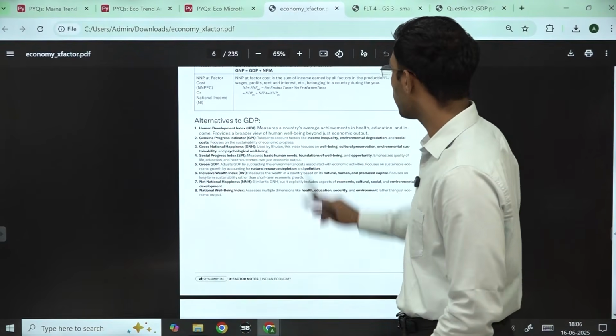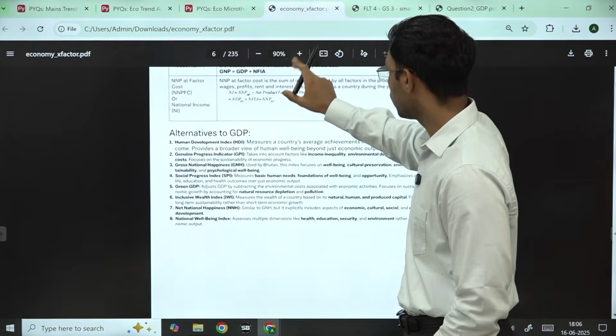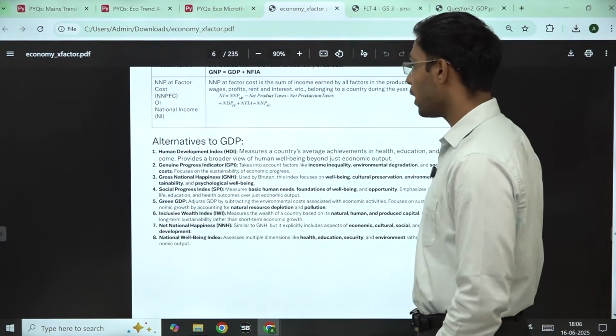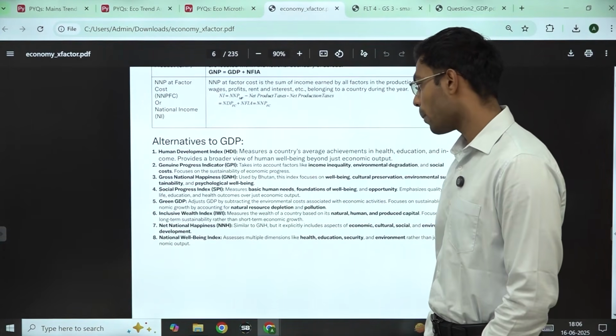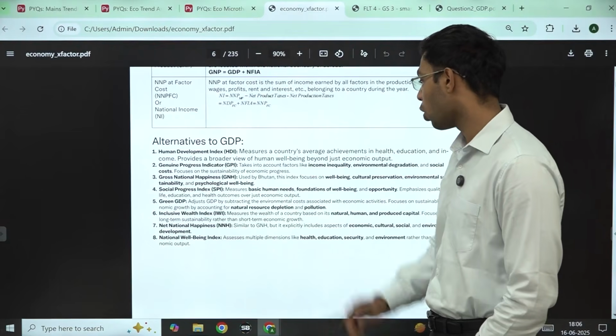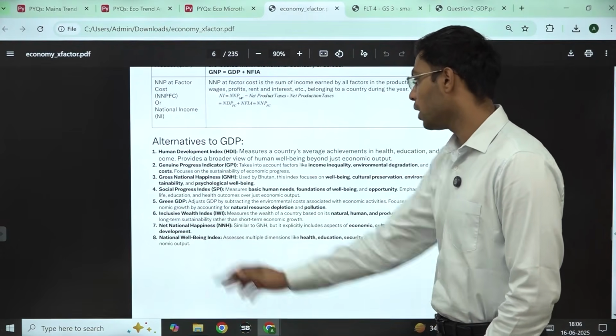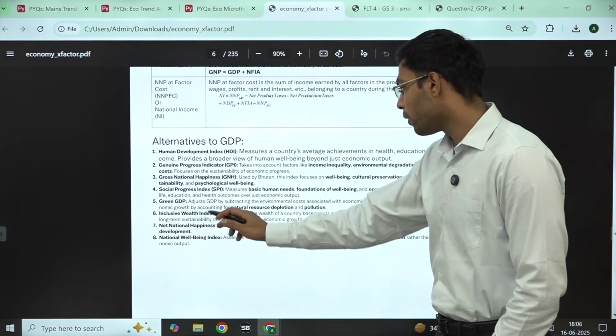This is another dimension that we can think about, right? So alternative GDP can be HDI, GPI, gross national happiness. Like for example, Bhutan uses this a lot. So you can give that argument. Green GDP, like I mentioned, inclusive wealth index, right?